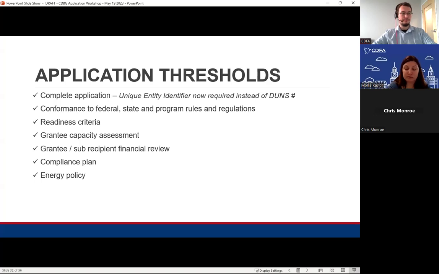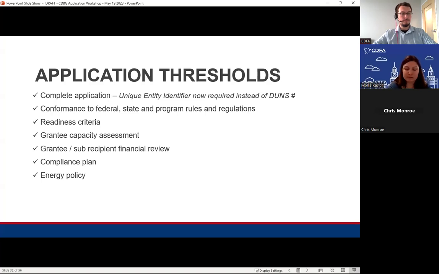We look to ensure that all documentation that's needed to verify conformance to federal, state, and program rules and regulations is included. We look for documentation showing that the project meets readiness criteria. For example, state and local planning and zoning board approvals and other permits necessary to construct the project must be at least started and likely to be approved, with evidence of that included with your application.